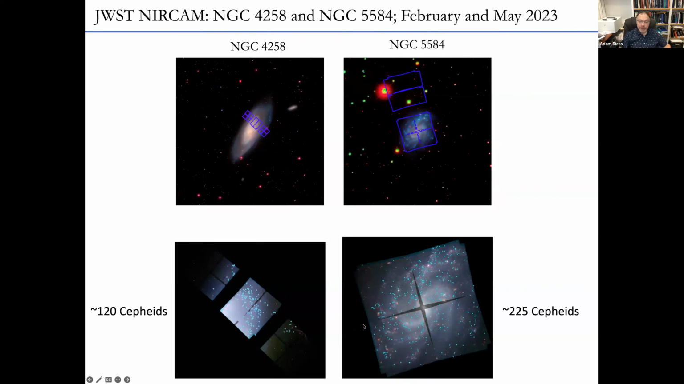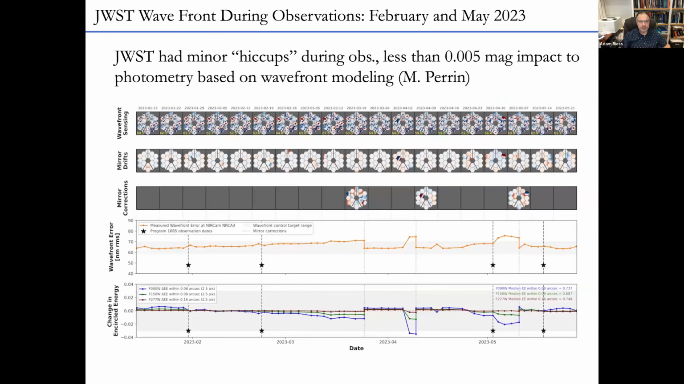So here are the NIRCam images we observed in 2 pointings for 4258, and wherever you see a blue dot is the location of a Cepheid. We were concerned about how stable the photometry would be of JWST because it has this complex mirror system that can go out of alignment, needs to be readjusted every few weeks. But by doing wavefront tracking, wavefront modeling, and this is done by the STScI project, Marshall Perrin here, we saw that we had very stable wavefront over the course of our observations.